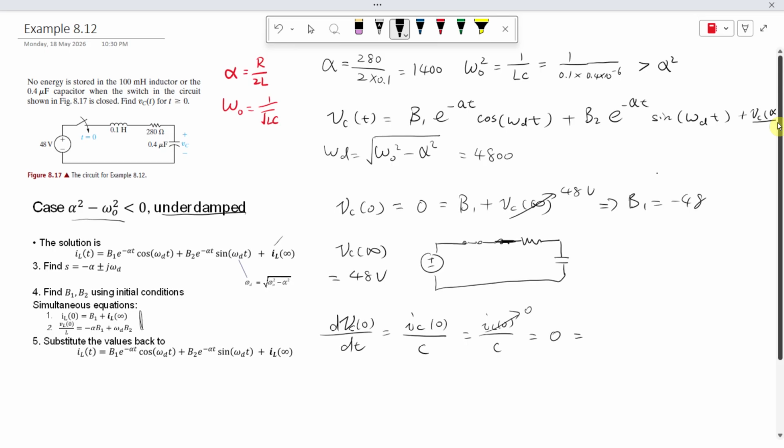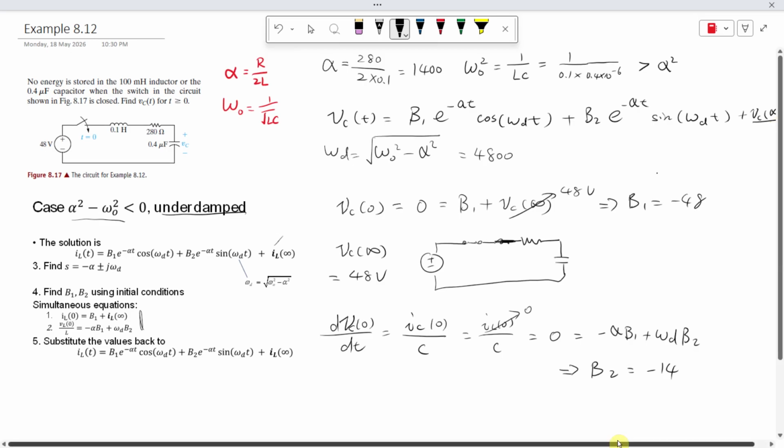And because this is 0, we get negative alpha B1 plus omega d B2 equals 0. Then we know alpha, we know omega d, we know B1 as well. So in the end, we can derive that B2 equals negative 14 as well. All right, then we just plug in everything. So we got B1, how much is that? B1 is negative 48.